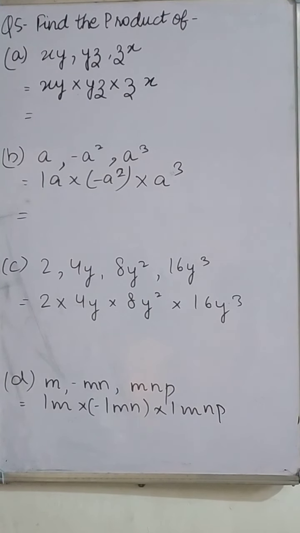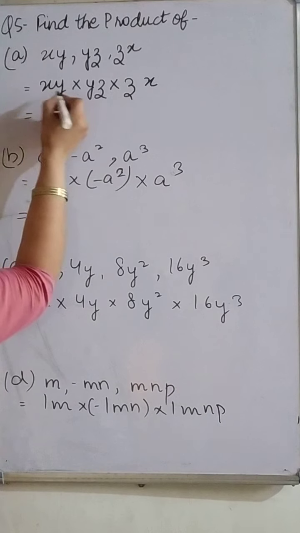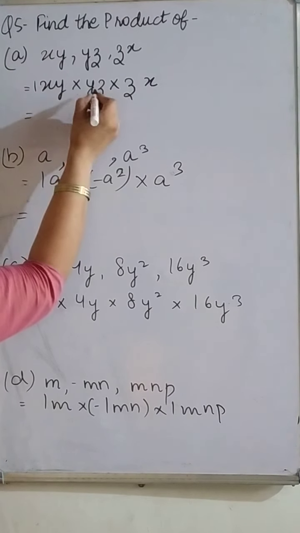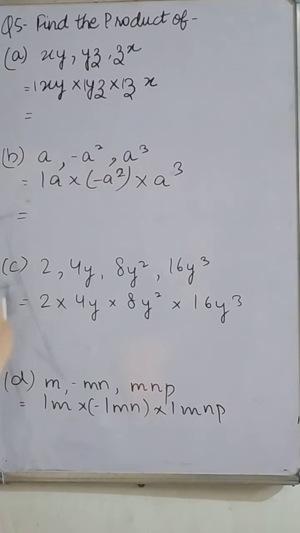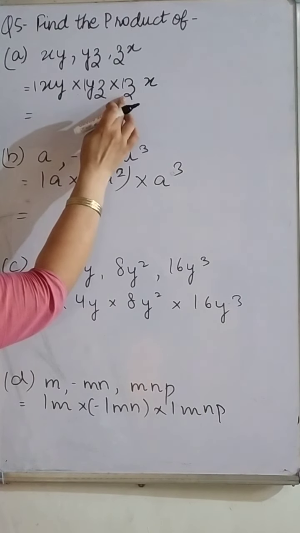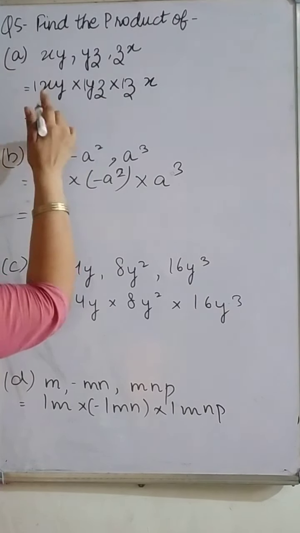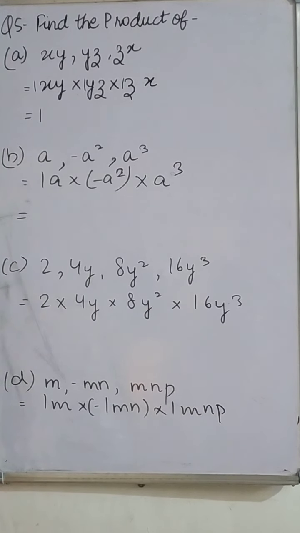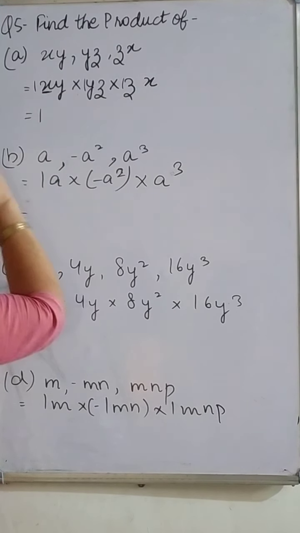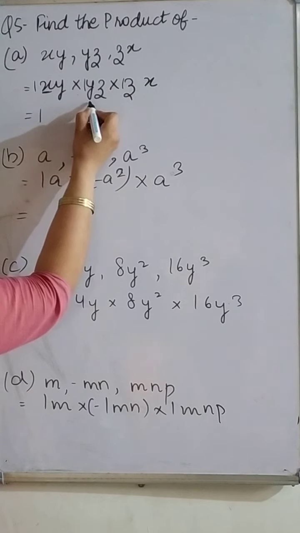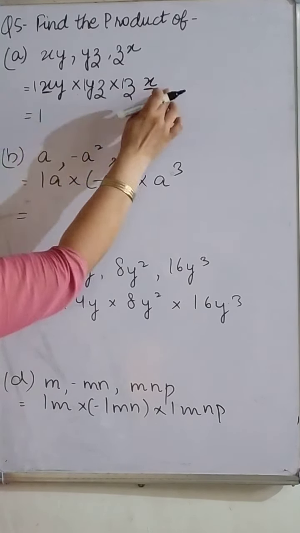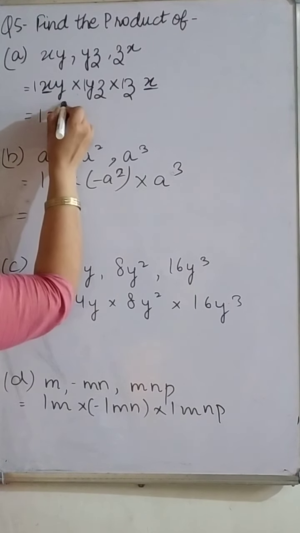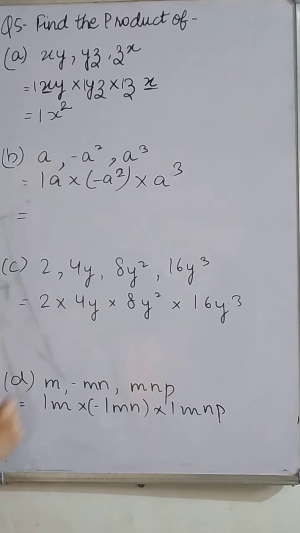Now first we multiply coefficients. What is the coefficient of xy? 1. Coefficient of yz 1 and coefficient of zx 1. So multiply 1 into 1 into 1. 1 ones are 1, 1 ones are 1. Now next factor is x. In second monomial x is not given. In third it is given x. So x into x is x multiplied by itself 2 times, so x square.